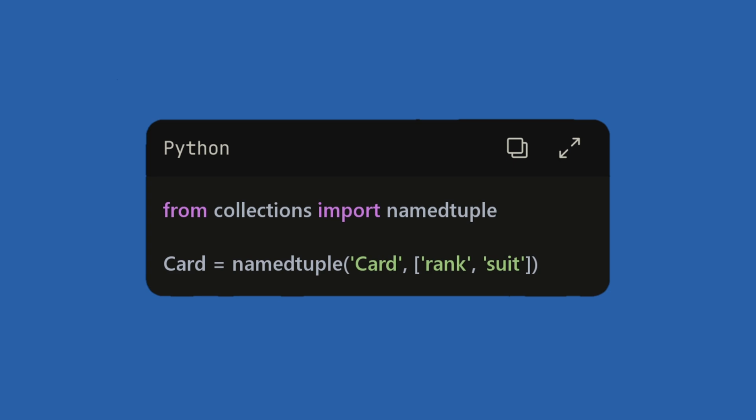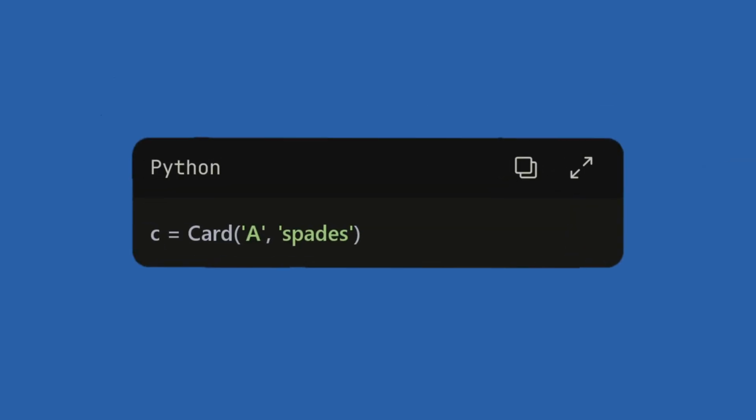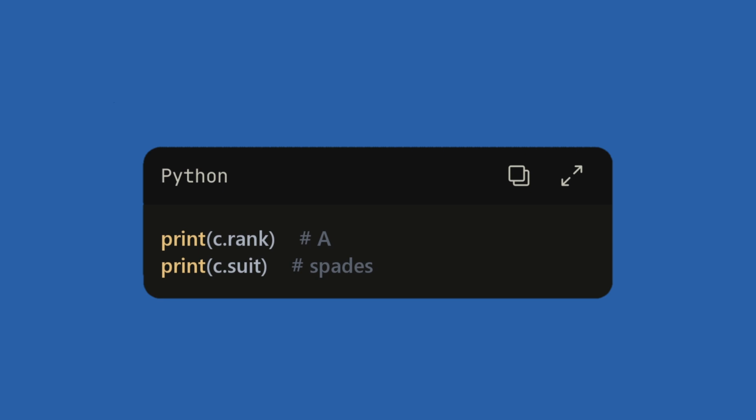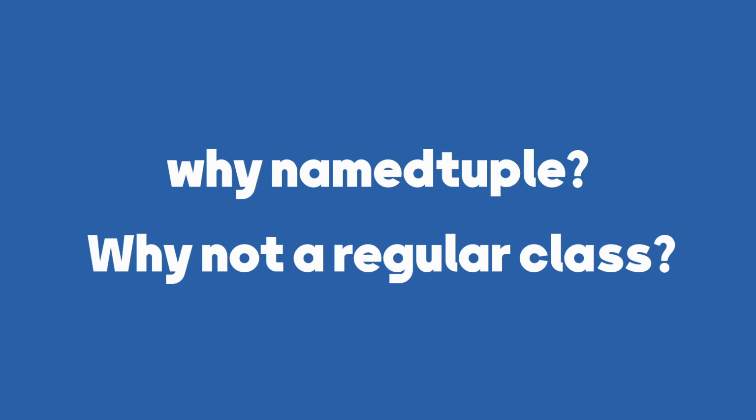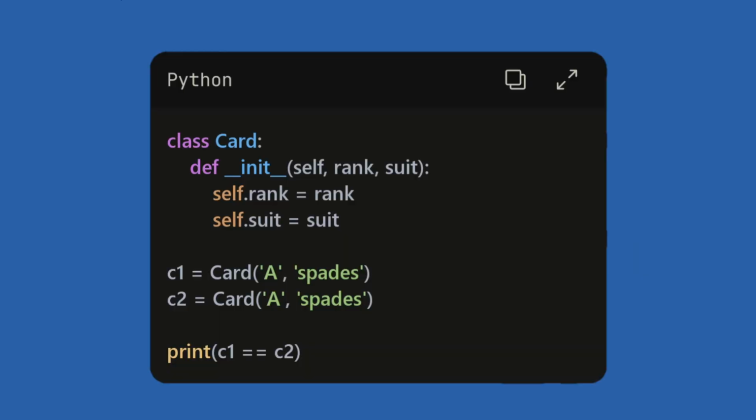namedtuple is a tool from Python's standard library. It creates a simple class with named fields. Here, a card has two fields: rank, the number or letter, and suit, the symbol. We create a card, the ace of spades. c.rank gives us the rank, and c.suit gives us the suit. But why namedtuple? Why not a regular class? A regular class is something, for example, like this. What do you think this prints?